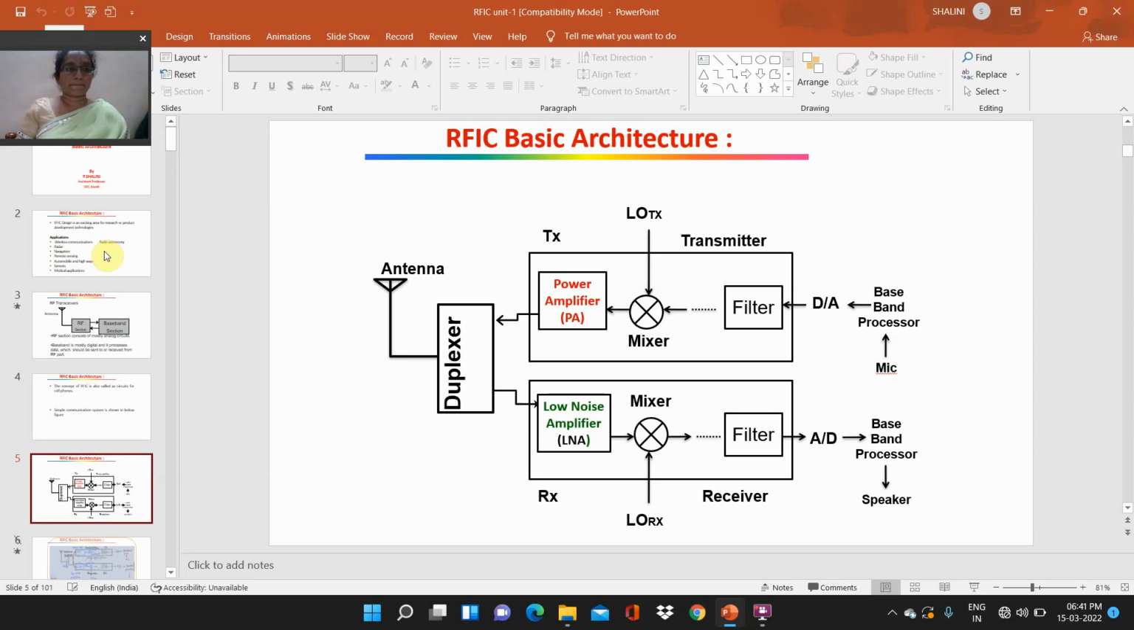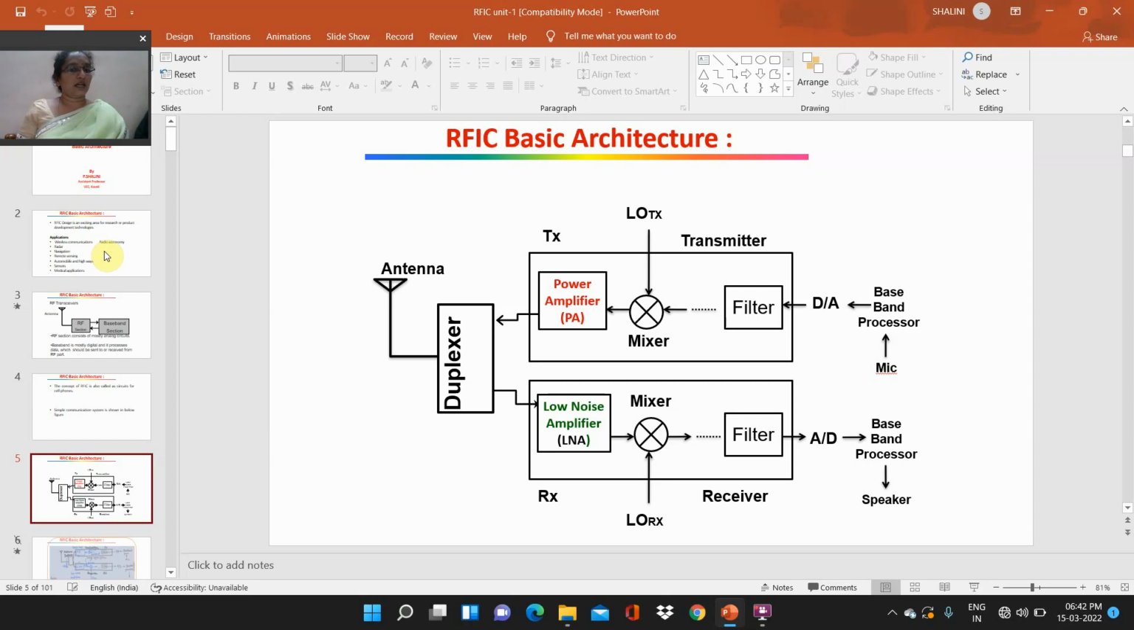Through the mic we are transmitting the signal, and that signal will be processed in the baseband processor. This baseband processor converts the digital signal into an analog signal, and this analog signal will be sent to the transmitter section. In the transmitter section it filters the analog signal, and then it goes to the mixer.